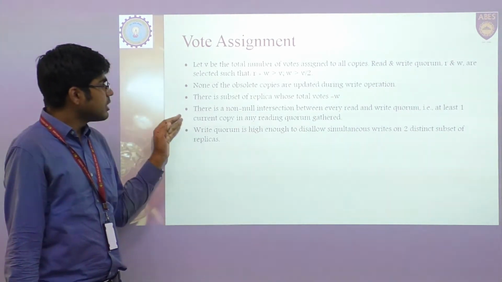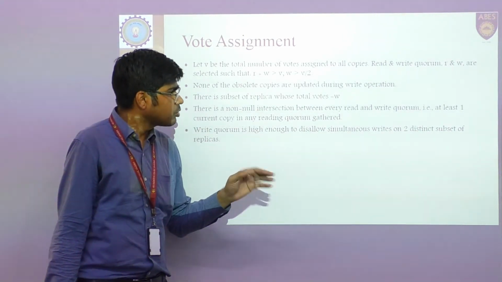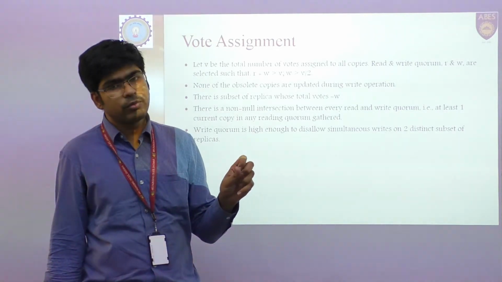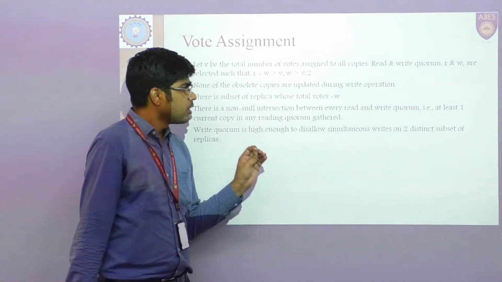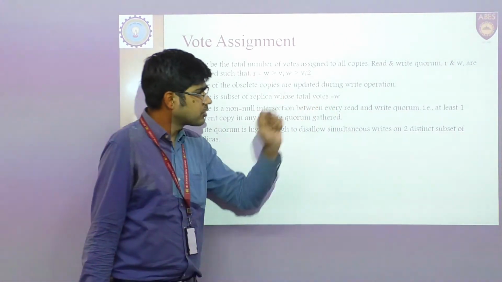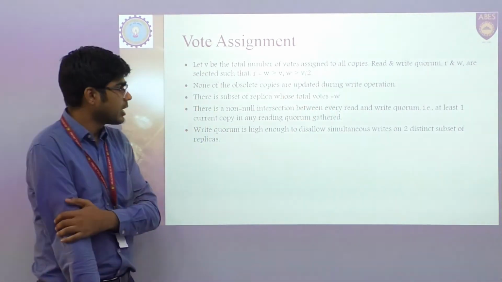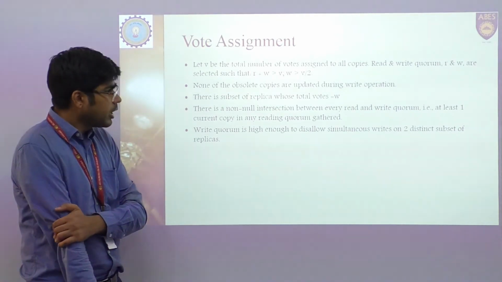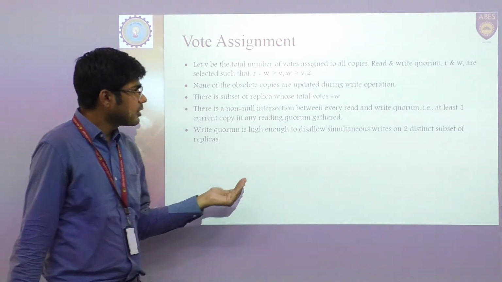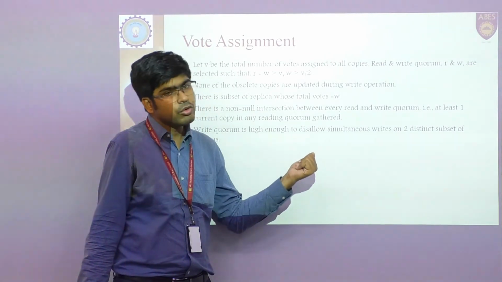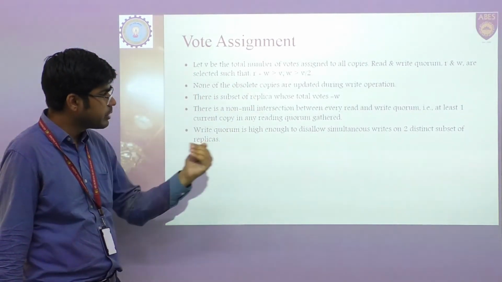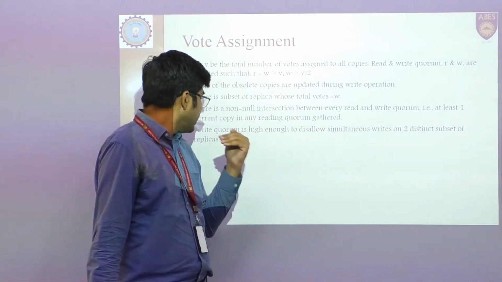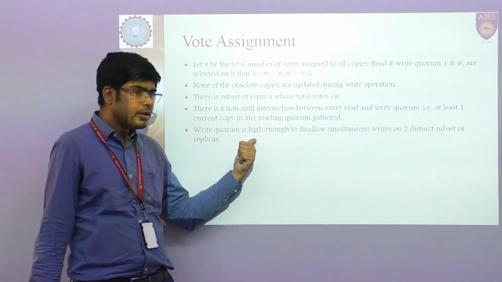The second interesting thing is that there is a subset of replicas whose total vote is equal to W. Within your set there must be a subset of replicas whose total votes sum to W. Again, there will be a non-intersection between every read and write quorum. Because if you have set W here, there should be at least one current copy in the read quorum.